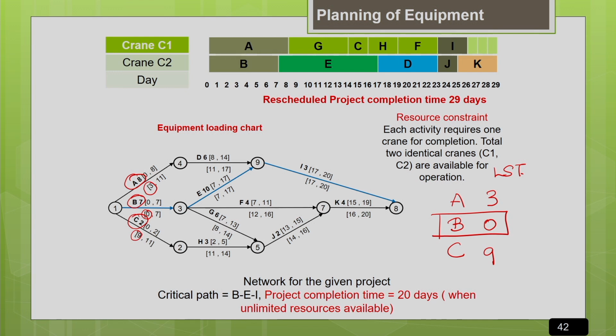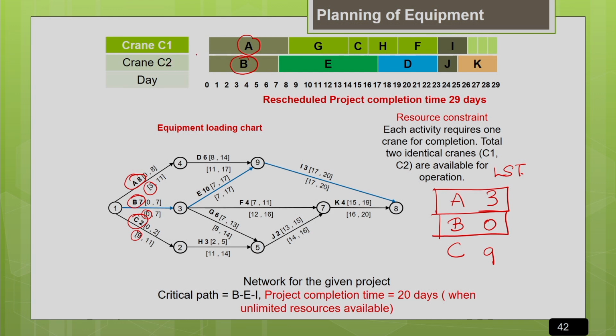We have 2 cranes, so now we can allocate the next crane to the second least latest start time, which is activity A. So in the beginning, you can see crane C1 is allocated to A and crane C2 is allocated to B. As of now, I don't have a crane to allocate to C, so activity C is waiting for the allocation of the crane. Now let us see the next allocation. Activity B has a duration of 7 days, so it is completed in 7 days. After 7 days, crane C2 is available for allocation.